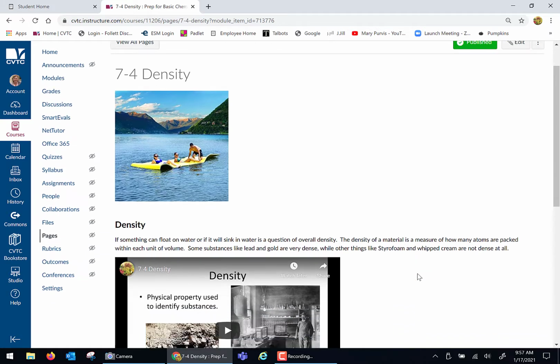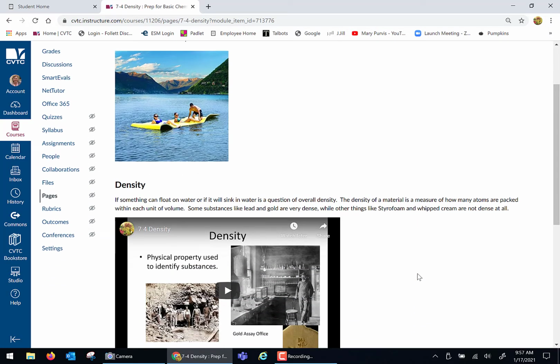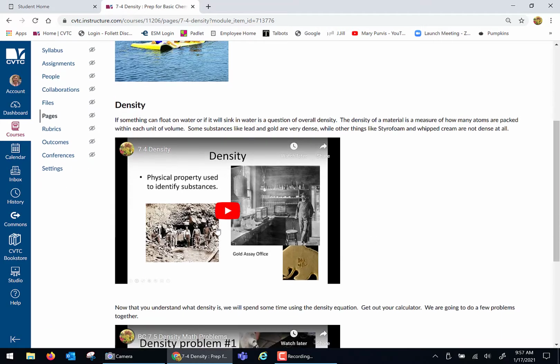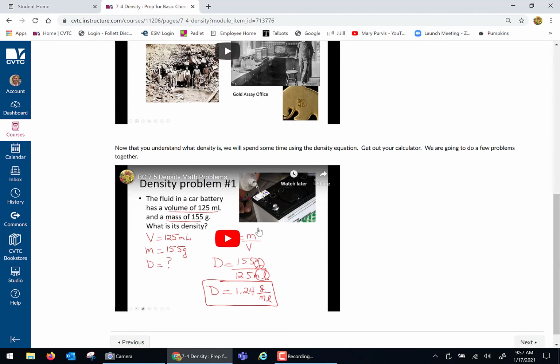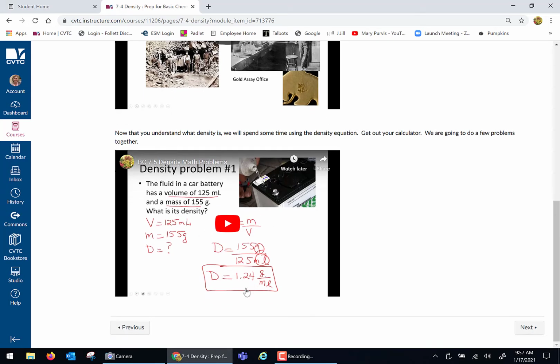Then we're going to talk about this concept of density. Density, which is that bricks versus styrofoam kind of concept. It also determines if something is going to float or sink. We're going to talk about it in general. What does it mean? How is it used? And then we are going to apply the density equation and do some mathematical density problems. There will be some mathematical density problems on this week's quiz.